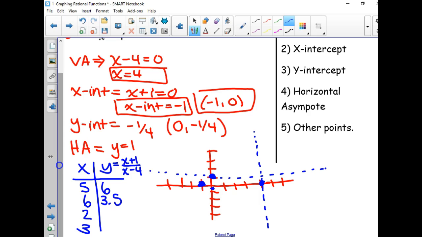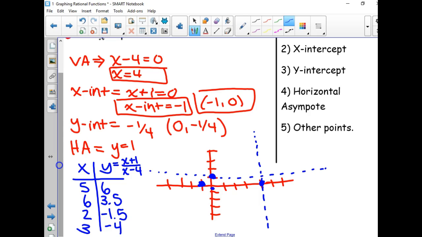2. 2 plus 1 is 3, 2 minus 4 is -2. So what is that? Negative what? 2 plus 1 is 3. Oh, -1.5. Is that what you said? Okay, sorry, I thought you said something different. And then 3 plus 1 is 4, and 3 minus 4 is -1. So what do we get when x is 3? -4. Okay, so let's plot these points.